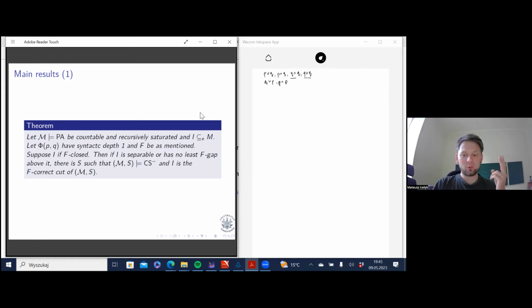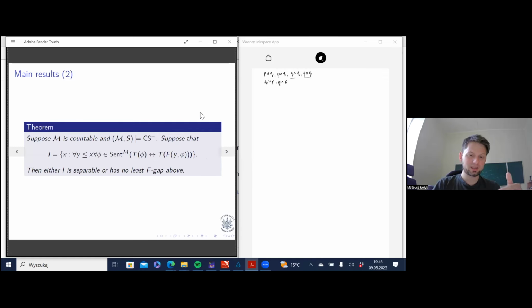So I will now quickly go through the main theorems, and then sketch the proofs. Okay, so the next main result complements this theorem because it says that if I is the F correct cut in a model of CS minus, then it satisfies one of these two conditions: separability, or it has no least F gap above it.